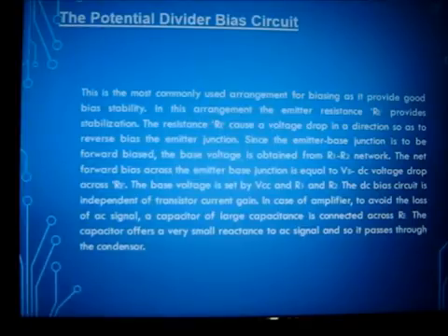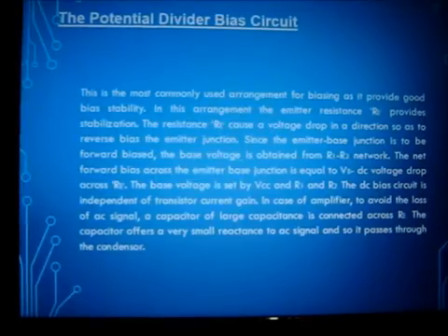Now the last one is the voltage divider circuit, that is the potential divider bias circuit. It is the best one, I would say. It's the most commonly used arrangement for biasing as it provides good biasing stability. In this arrangement, the emitter resistance RE provides stabilization.